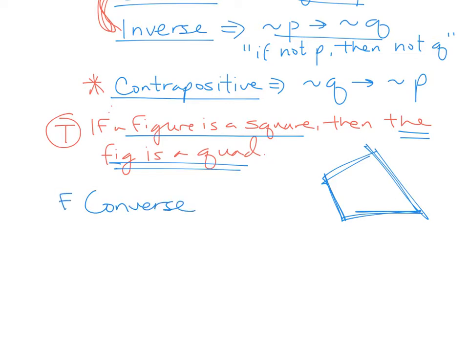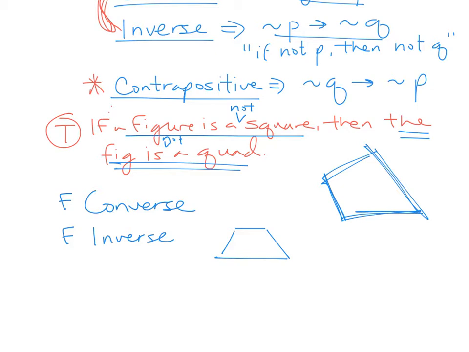What would the inverse be? If the figure is not a square, then the figure is not a quadrilateral. Is that true? If a figure is not a square, then it's not a quadrilateral. That is false, right? Your inverse is false because a figure could not be a square, but it could be a trapezoid, which is a quadrilateral, right? So the first part's true, second part is false. That's a counterexample to it, okay?